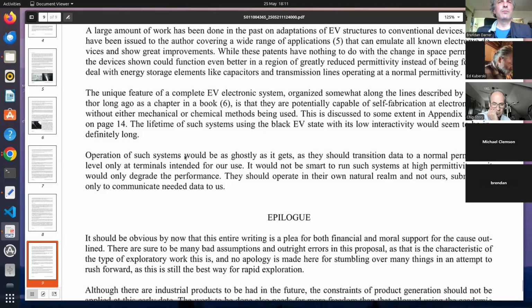Operation of such systems would be as ghostly as it gets, as they would transition data to a normal permittivity level only at terminals intended for our use. It would not be smart to run such systems at high permittivity, as it would only degrade the performance. They should operate in their own natural realm and not ours, submerging only to communicate needed data to us.